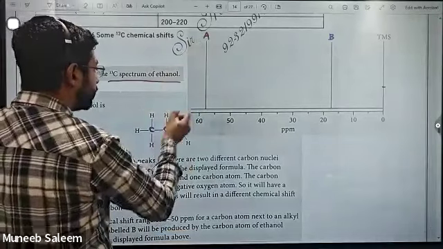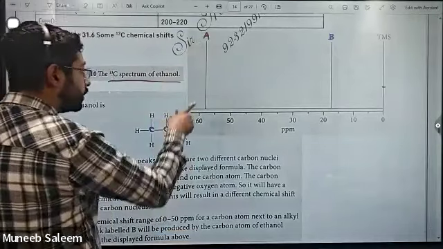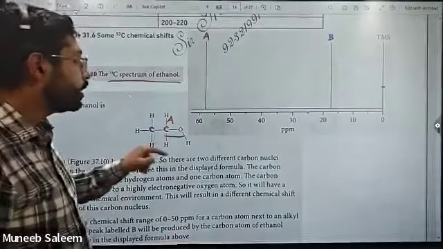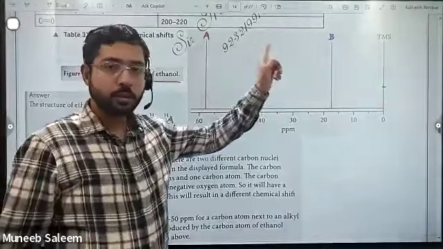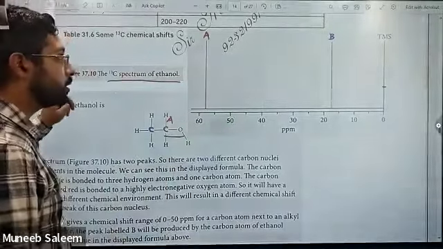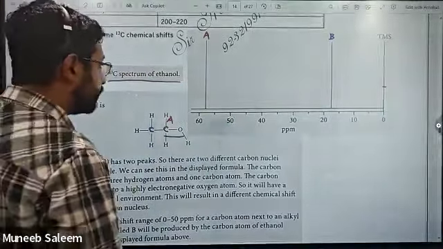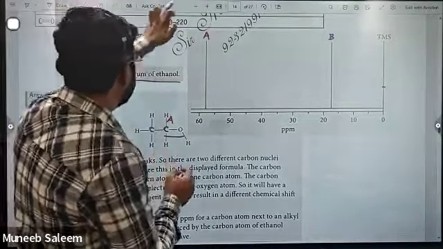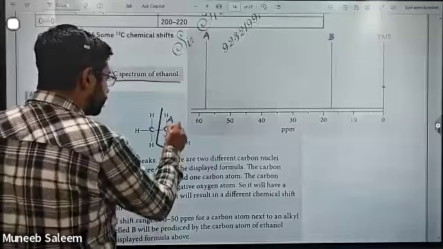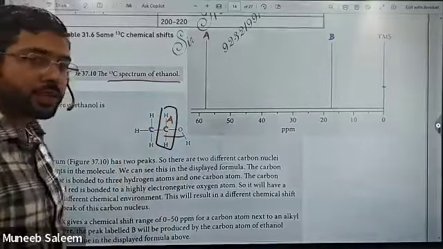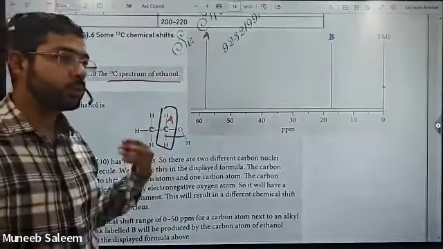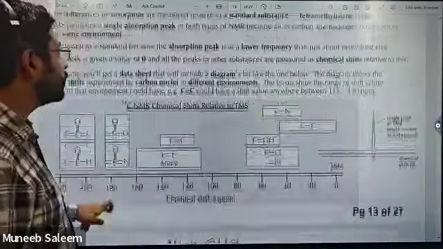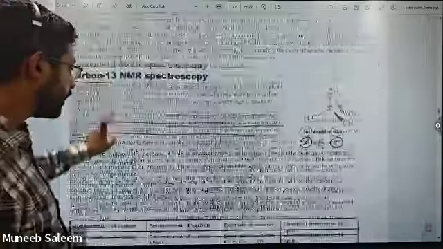So I can also write A over here. This peak A is representing this carbon colored red. Now we can also confirm the carbon represented by this second peak B. We can see that the blue carbon is bonded with the CH2 group. So we need to check the table for the carbon next to the CH2 group.